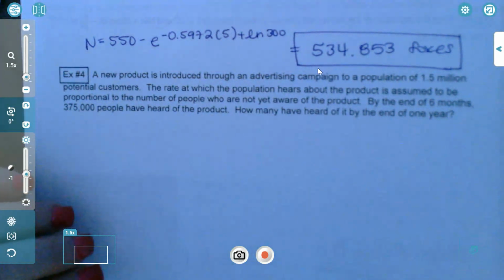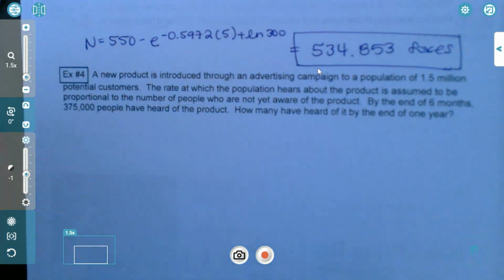All right, example number 4. So again, these are the ones, like we were saying, that took so long for us to do because there was so much to calculate and to find throughout the problem. Example number 4. A new product is introduced through an advertising campaign to a population of 1.5 million potential customers. The rate at which the population hears about the product is assumed to be proportional to the number of people who are not yet aware of the product. By the end of 6 months, 375,000 people have heard of the product. How many have heard of it by the end of 1 year?